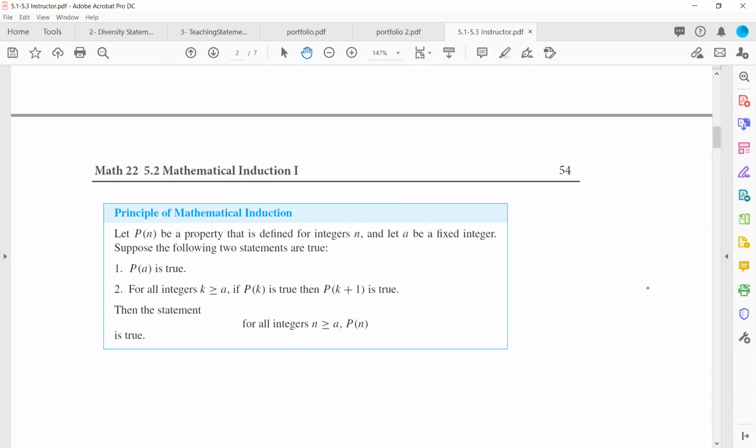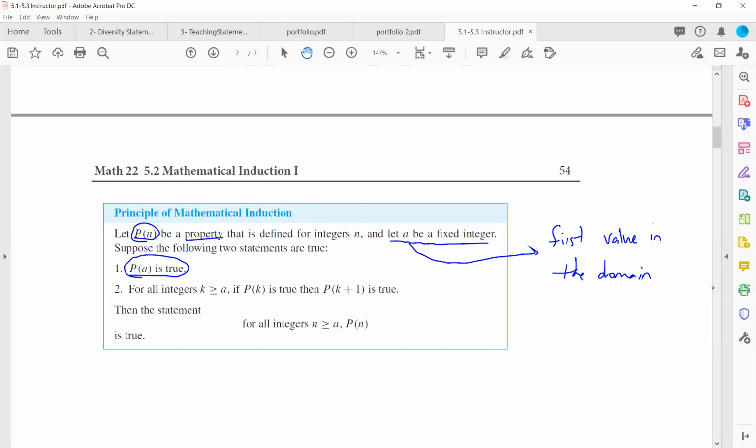In general, assume that P of n is a property or a statement. Suppose a is a fixed integer, the very first value in the given domain. Suppose the following two statements are also true. One, if you plug in a for n, that statement is true.